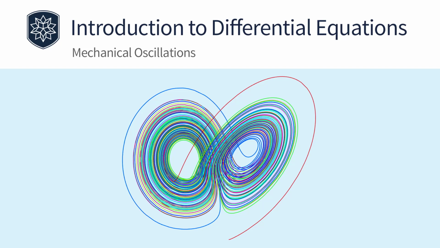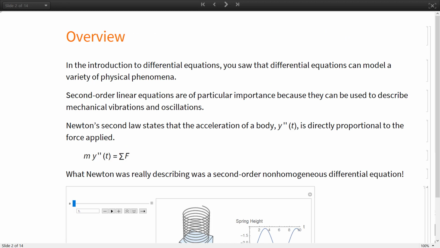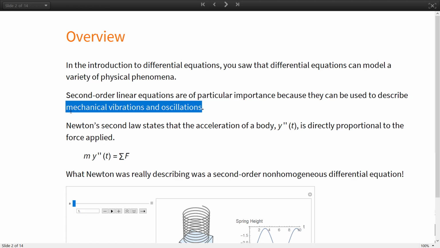Before we get to the applications, let's take a look at an overview of mechanical oscillations and simple harmonic motion. In the first lesson of this course, we saw that differential equations can model a variety of physical phenomena spanning many fields from physics, engineering, economics, biology, and many others. Second-order linear equations are of particular importance because they can be used to model mechanical vibrations and oscillations, such as the motion of a mass oscillating on a spring.